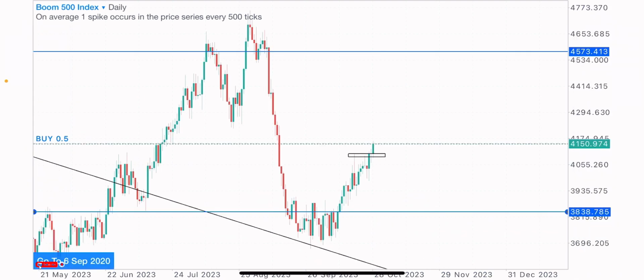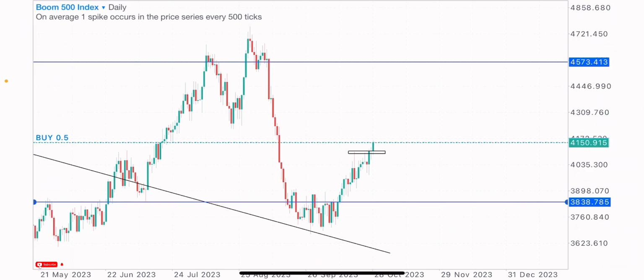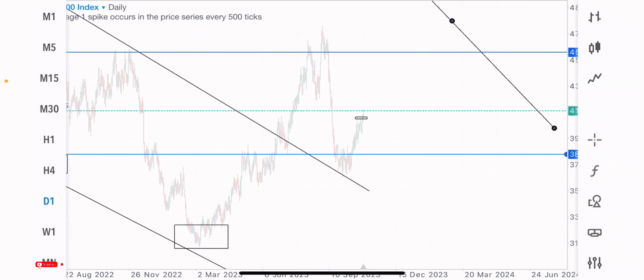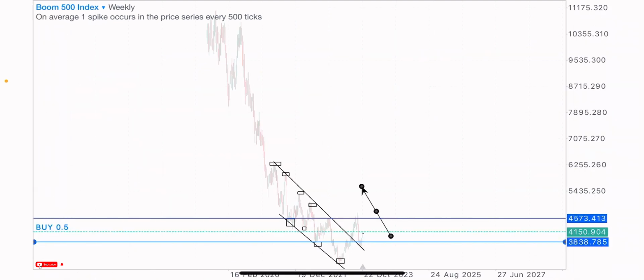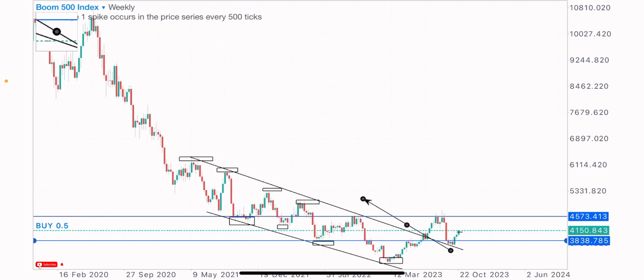So the daily time frame is looking good too, because you can see that there was a break of trend here. There was a break of this downtrend we got on the weekly time frame. It's clearly seen that we got a break of this downtrend at this point.